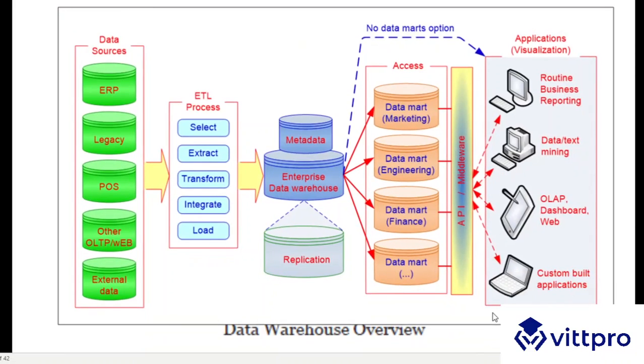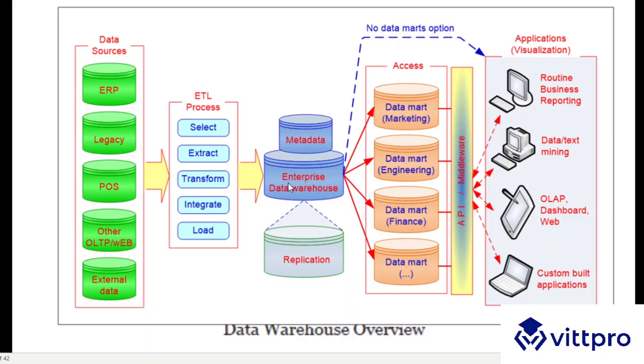This is another example. Maybe it's more beautiful to look at. So there are data sources: ERP, legacy system, POS, OLTP systems, or external data. This is called the ETL process, where you are selecting the data, extracting the data from the different systems, transforming it into one, integrating it, and loading the data to the enterprise data warehouse.